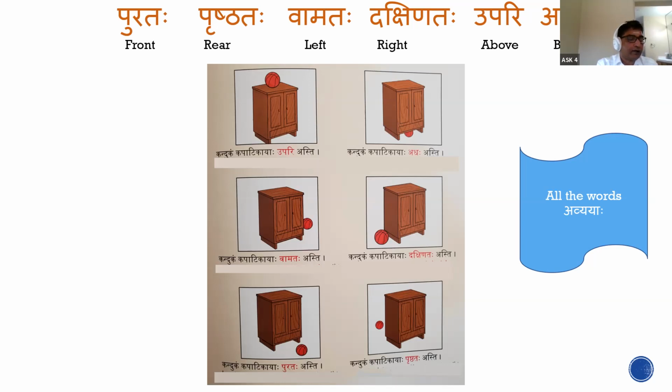But if I look at it, it is Mama Vamataha. That's why I'm telling you, in the exam it may be tricky, so you must specify whose. Tasya Dakshinataha Devalayaha Asti. Next, Tasya Vamataha Vrikshaha Asti. Devalayasya Upari Kalashaha Asti. So on top of the Devalaya, the Kalasha.